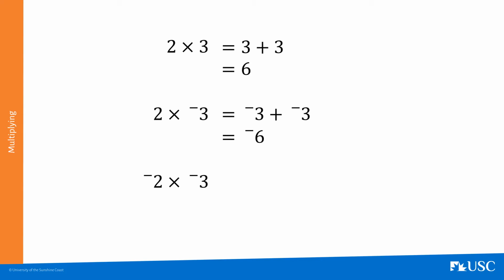Now if we do negative 2 times a negative 3, that negative 2 means that we have the opposite of what we had before. So our answer must be the opposite of negative 6, that is, positive 6. And if we introduce another negative sign here, then we must have the opposite of what we had before. So we're back to a negative 6.